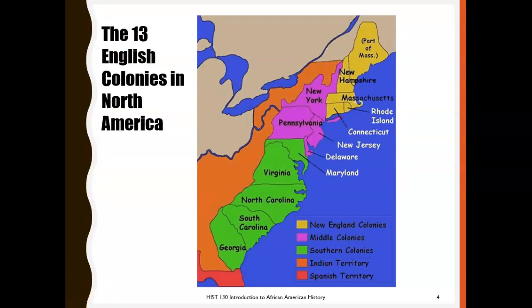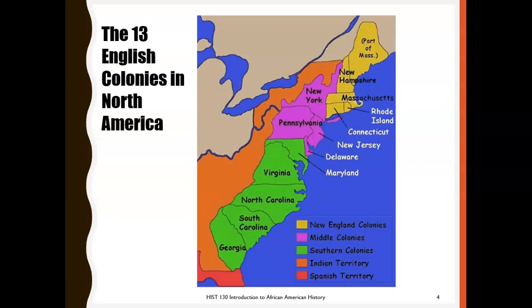So this map shows us the 13 English colonies in North America, which would become the United States of America starting from 1776. You can also see on this map the division between the southern colonies, which include Georgia, South Carolina, North Carolina, Virginia, and Maryland. And that's where most of the slaves were concentrated.